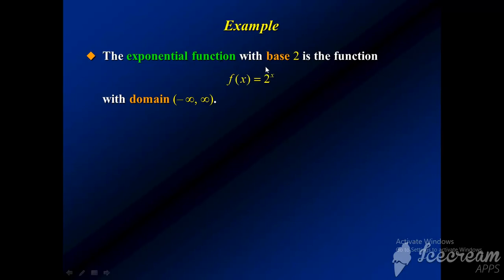The exponential function with base 2 is the function f(x) = 2^x. Whatever value of x you put from all the real numbers, you will always get a positive value.